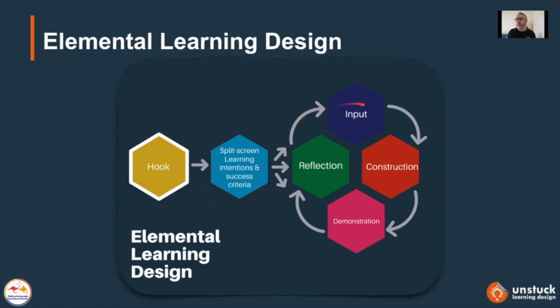We're going to start off with a hook, and then we're going to get a split screen. And then you'll notice that in our model, it becomes a little bit more cyclical. And the reason for that is it always makes sense to start with a hook and to share the learning. But once you get into input, construction, demonstration, and reflection, you can do these in a different order. You might cycle through them several times. You might have an input, then a construction, then a reflection, and then back to some more input, and then a demonstration. So this is a fluid model, and there's a whole kind of understanding of the approach that will help you to use this more effectively.